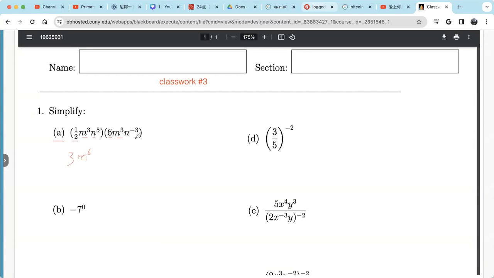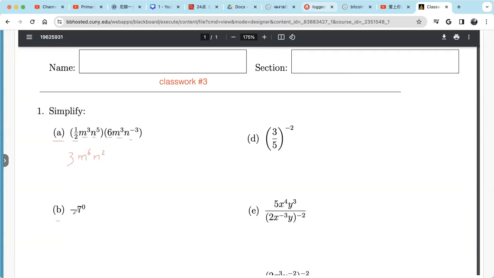Next, we look for n. Right, we still have n raised by 5 times n raised by -3. So we add those exponents. 5 plus -3 is 5 minus 3, which is 2. So that is the solution for A.